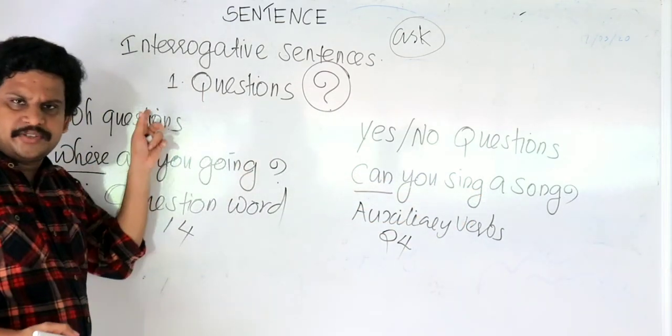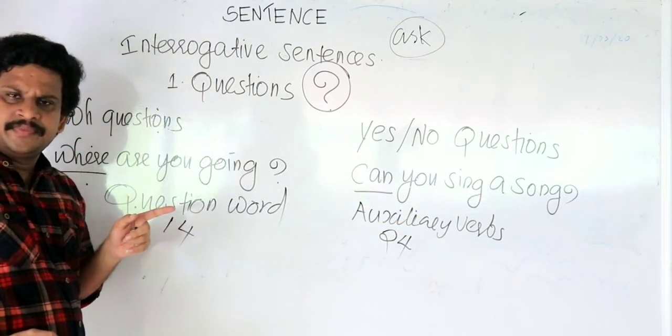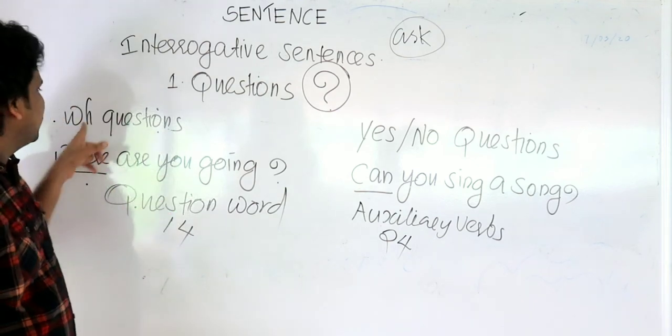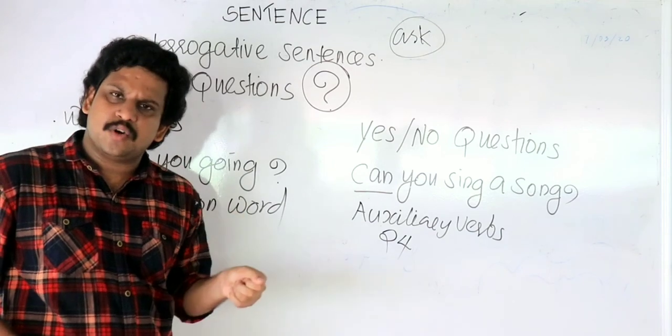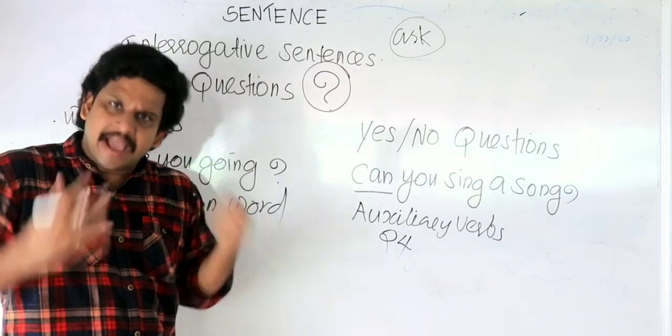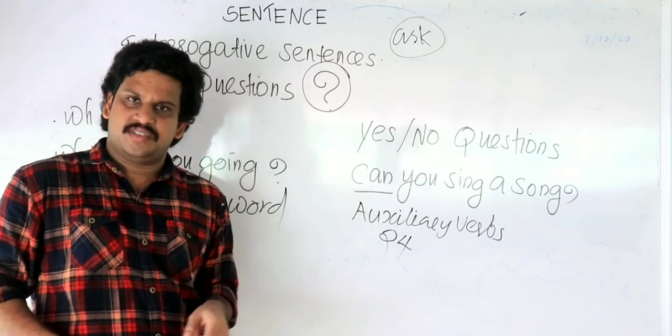Where are you going? WH question. What is your name? When will you come? All these are examples of WH questions. Can you sing a song? Is it a pen? Are you a doctor? Will you come with me? Will you marry me? All these are examples of yes or no questions.